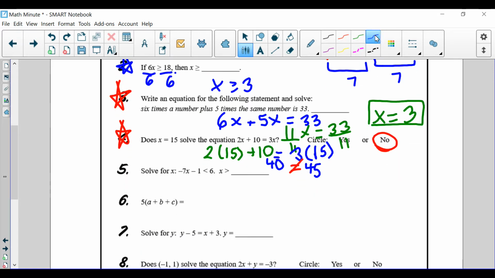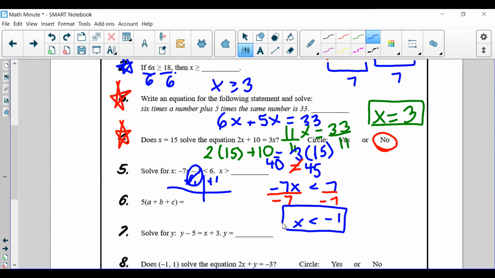Okay, let's go over number 6. Number 6, we're going to go ahead and draw our line here. We can add 1 to both sides. End up with negative 7x is less than 7. Then we're going to go ahead and divide by negative 7. And we end up getting x is less than negative 1. And there's our answer.